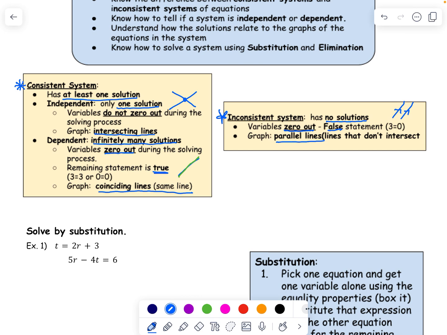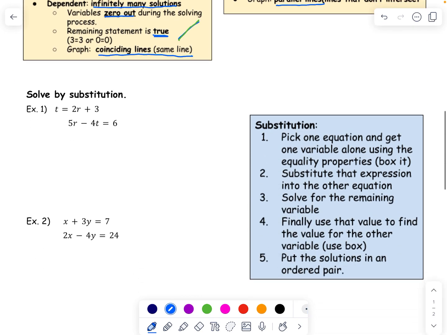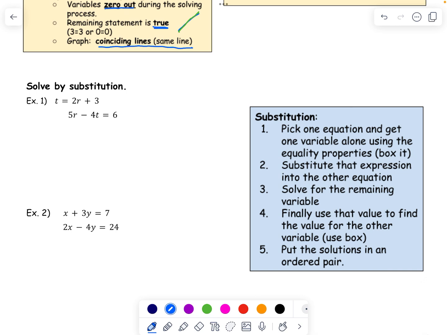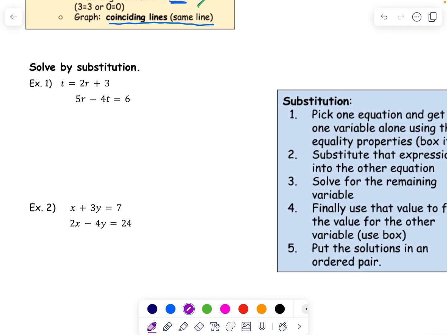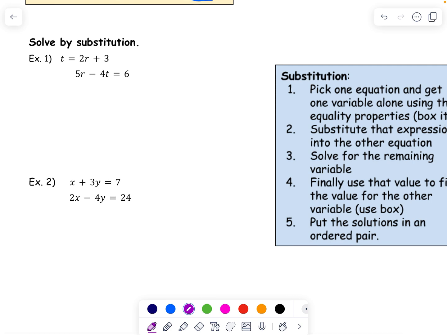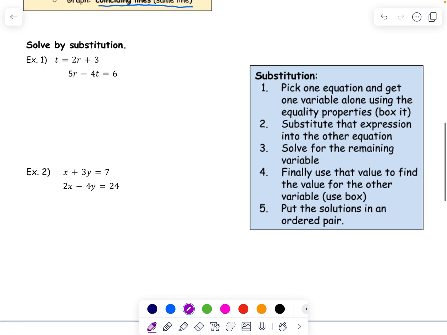So if you have at least one solution, it's consistent. If you only have one, it's independent. And if you have infinitely many, it's dependent. Okay. So the two ways that we can solve these equations, and please feel free to pause, go do these problems on your own, see how you do, because you should know how to do these problems.